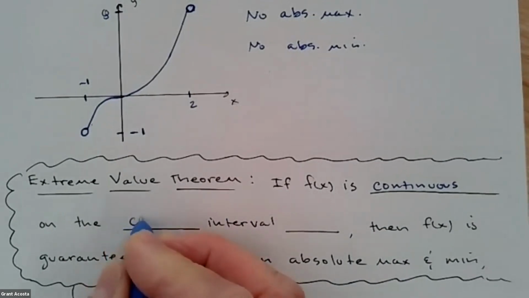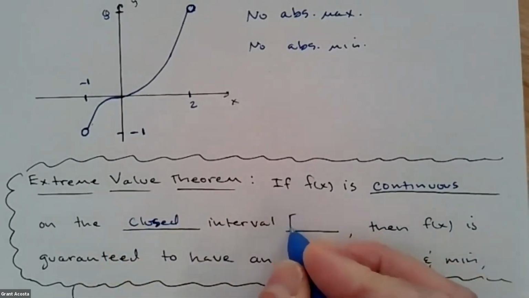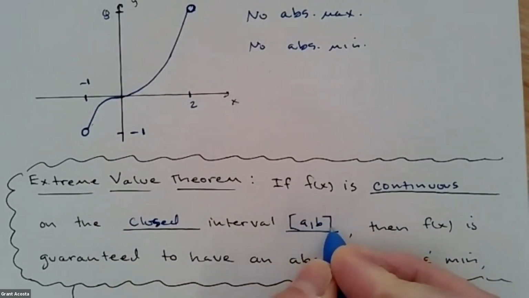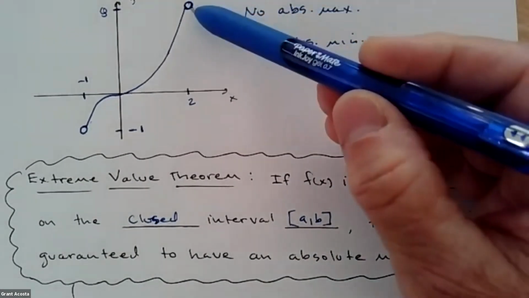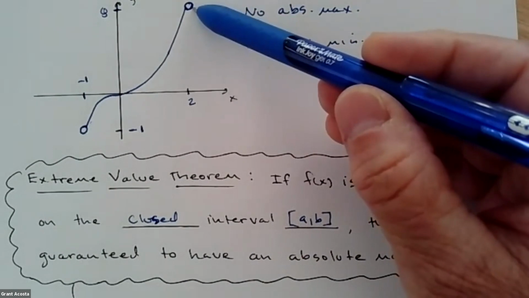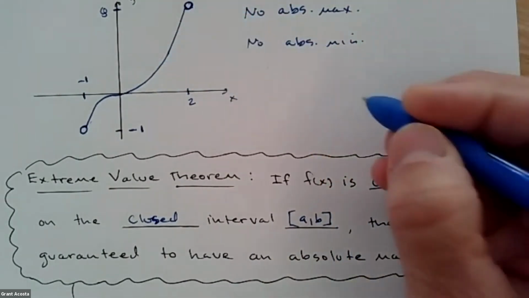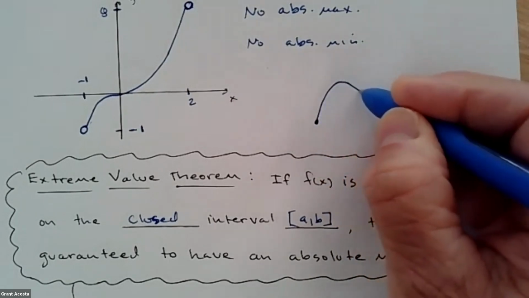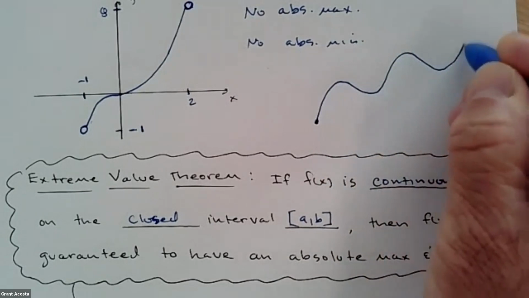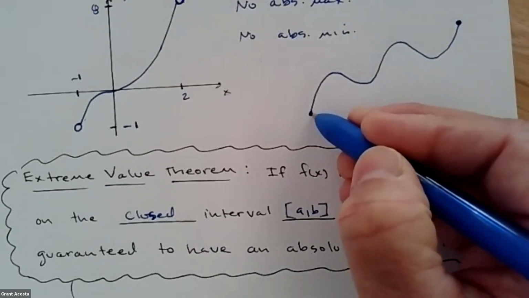And as long as you have a closed interval, let's say from A to B, then it's guaranteed you will have an absolute max and an absolute min. You can see why it has to be closed here, right? This wasn't closed, which means we don't have an absolute max or an absolute min. But you can draw any function you want to. As long as you have a closed interval, any kind of weird function, you are guaranteed to have an absolute max and an absolute min, right?